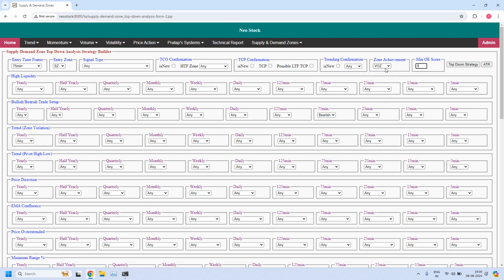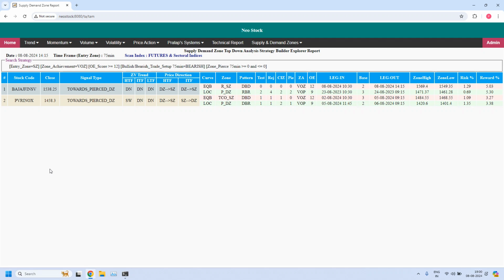Minimum odd enhancer score should be 12. With these filters, I am generating the report. So 2 stocks are filtered. But unfortunately, demand zones are pierced, but because we already set pierced count 0. So both Bajaj Finserv and PVR Inox, they are high liquidity. One is high priority high liquidity. This one is low priority high liquidity, already tested.